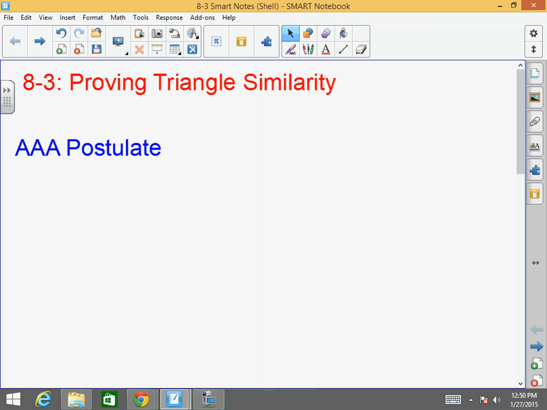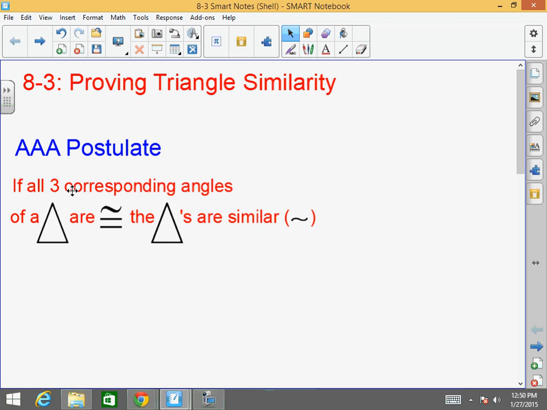Okay, so the AAA postulate. The AAA postulate states that if all three corresponding angles of a triangle are congruent, then the triangles are similar. Okay? If all of the three corresponding angles of a triangle are congruent, then the triangles are similar.